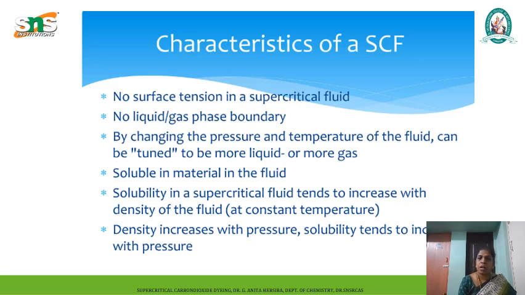What are the characteristics of supercritical carbon dioxide? No surface tension in a supercritical fluid, no liquid-gas phase boundary. By changing the pressure and temperature of the fluid, it can be tuned to be more liquid or more gas. When you adjust that pressure and temperature, it can be converted into a liquid or into a gas, whichever is needed. Materials are soluble in the fluid. Solubility in the supercritical fluid tends to increase with the density of the fluid at constant temperature. So it is a very good solvent, which is our need. Density increases with pressure, and solubility tends to increase with pressure.